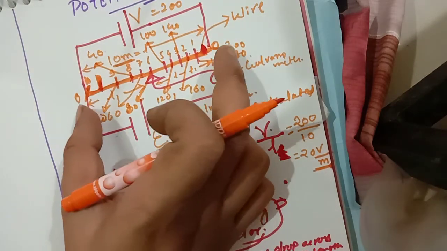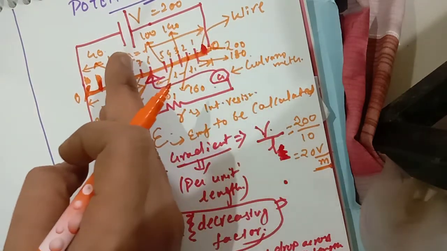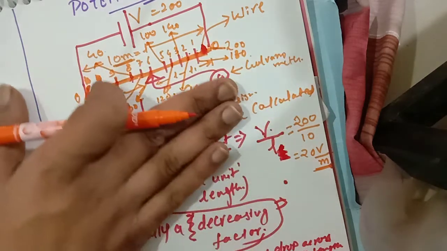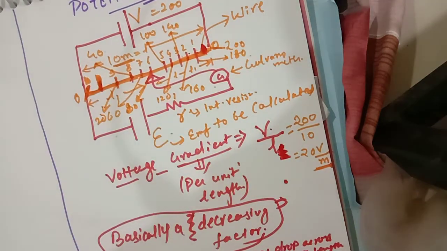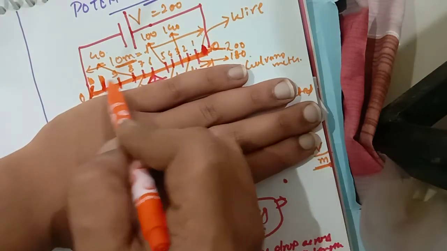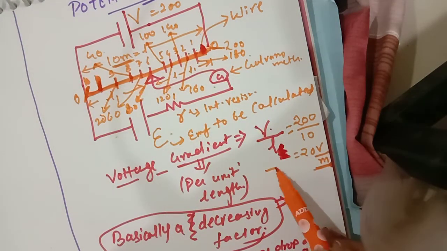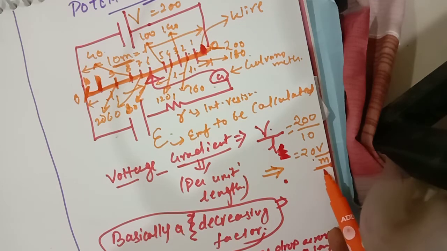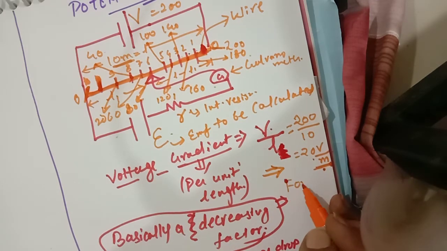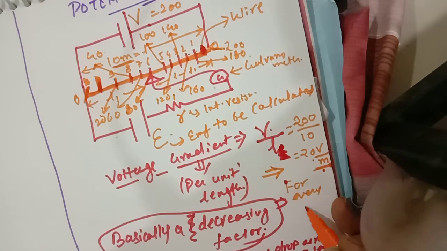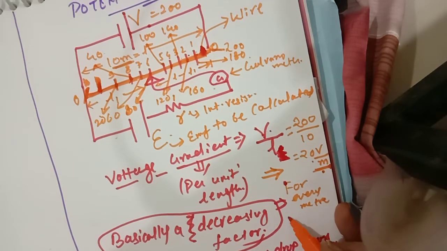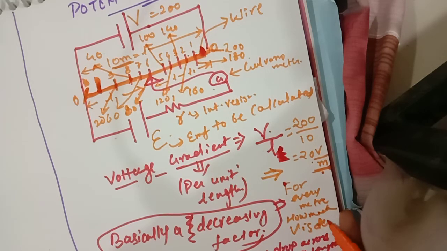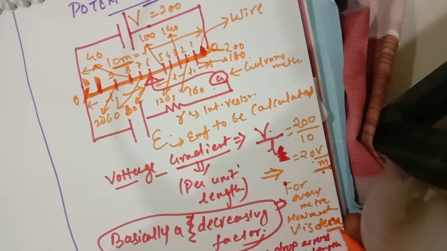So you can see that voltage is decreasing 20 volt per meter, and we have observed this practically. Okay, every meter it is decreasing 20 volts. That is what voltage gradient means. For every meter length, how much V is decreasing, right? This is voltage gradient, right?